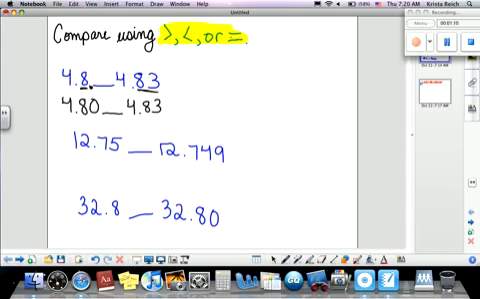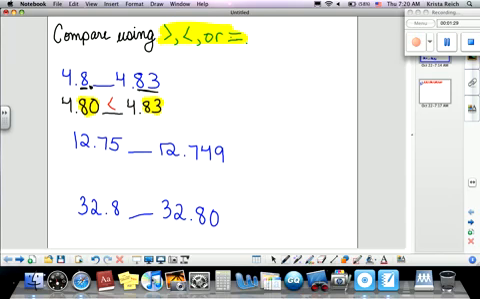Now, once the place values are exactly the same, I can then just compare the two numbers after the decimal. Well, which is bigger, 80 or 83? Well, that's very simple now. 83 is bigger. Alright, so that is how we do that.